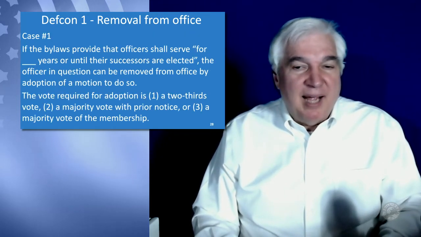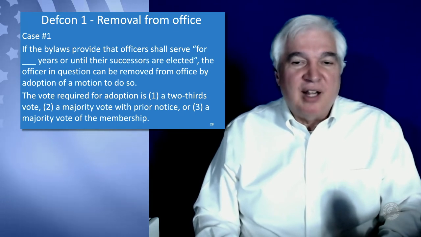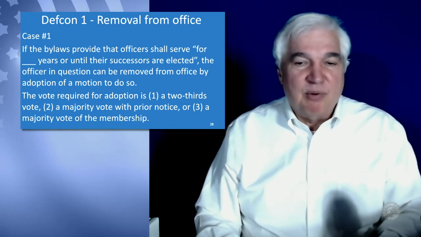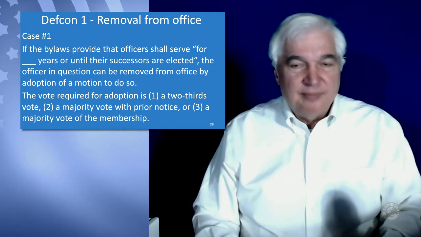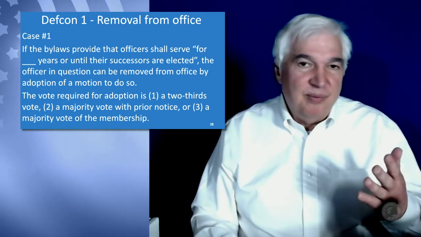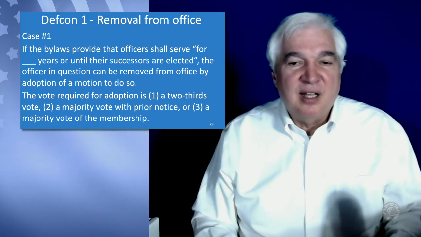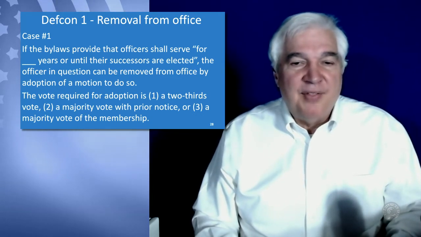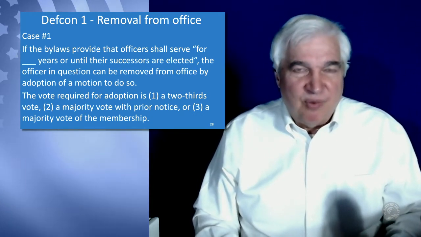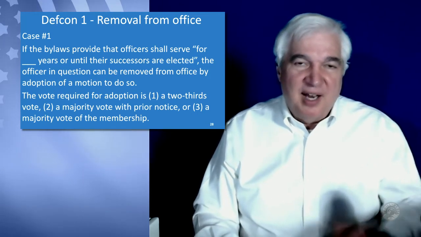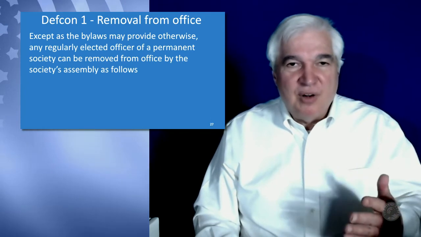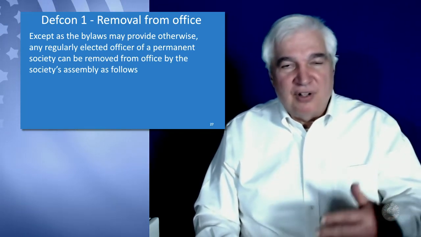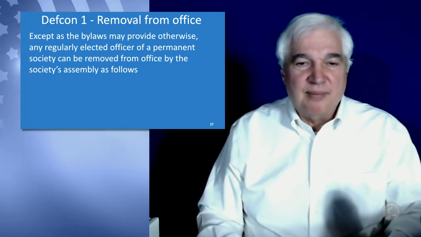So except as the bylaws may provide otherwise, any regular elected official of a permanent society can be removed from office by the society's assembly as follows. Notice that there are two cases here. One case is there are bylaws for the organization that govern this process, and then you should follow them. If the bylaws don't have a provision for recall, then you default to this process within Robert's Rules of Order.